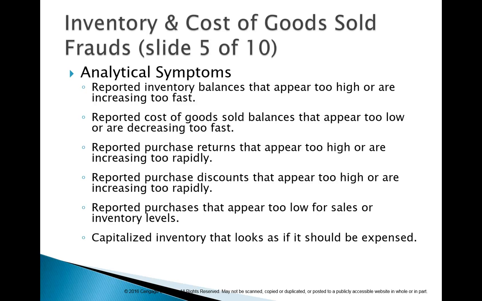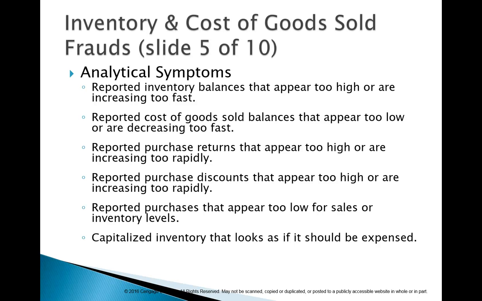Another analytical symptom is reported cost of goods sold balances that appear to be too low or are decreasing too fast. So their gross margins just keep getting better. When they take their net revenue minus their cost of goods sold, that percentage just keeps getting bigger and bigger. So anytime their gross margin keeps getting better and better, you have to ask yourself, what are they doing? Why are they able to produce inventory at cheaper and cheaper amounts? Maybe they're not able to do it. They're not becoming more efficient. They're just overstating their ending inventory and understating their cost of goods sold. So you want to consider that.